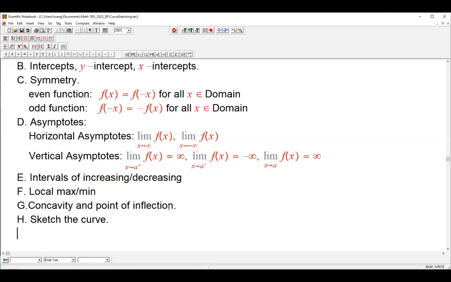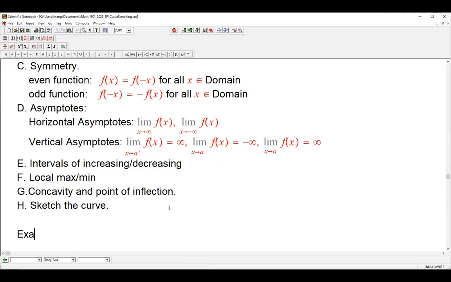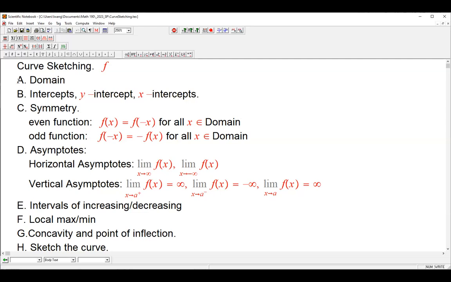This example I'm going to use is actually from the textbook, edition number 8, and I call this example number 1. The function in consideration is f of x equals 2 times x squared divided by x squared minus 1. Okay, so we're going to go through all of these items.